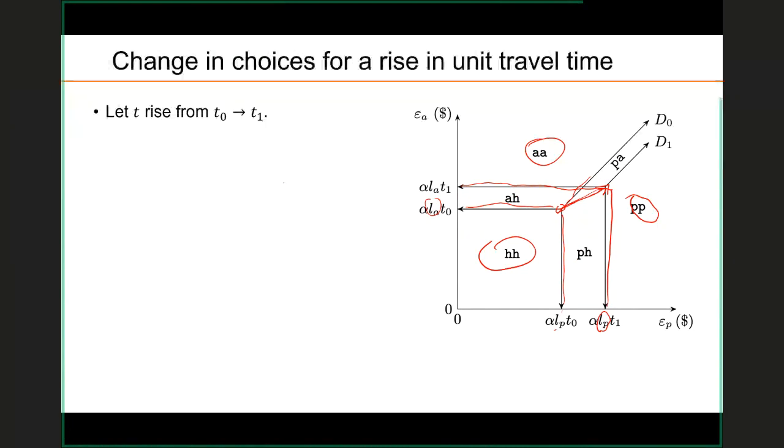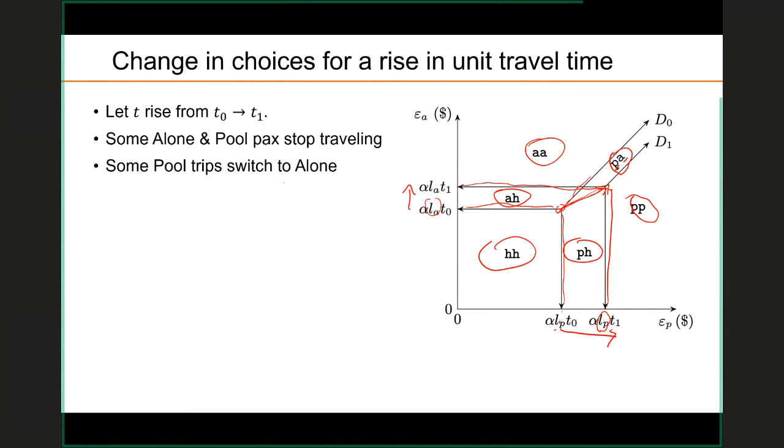But geometrically, you can see that there exists this region, PA, which consists of people who switch from pool to alone. It just has to exist because of the way that this moves rightward more than this moves upward. And then these consist of people that just quit traveling. They traveled before, but they do not travel anymore. So overall, the number of trips demanded goes down when the travel time index increases, so some alone and pool passengers stop traveling. However, some pool trips do switch to alone. That's the people in PA.